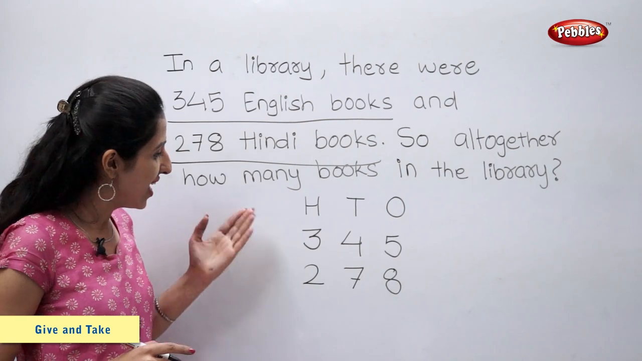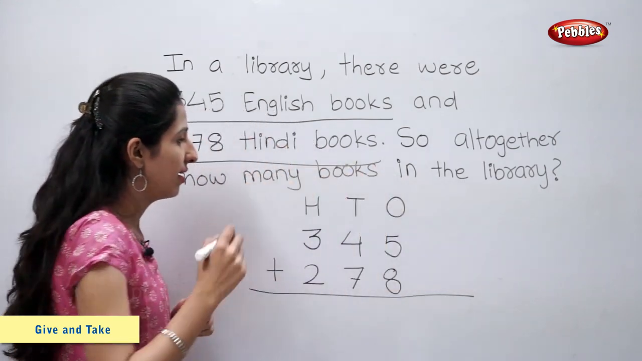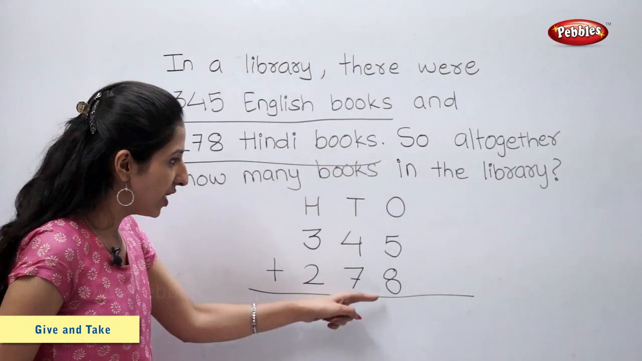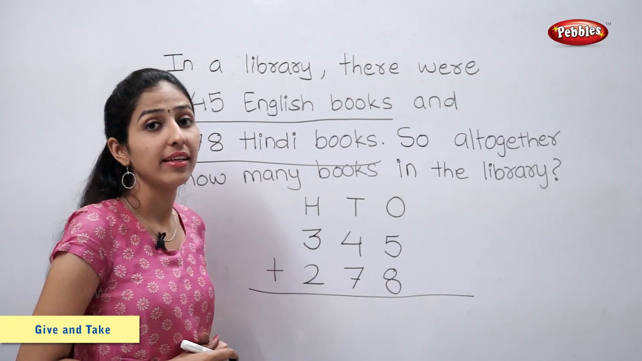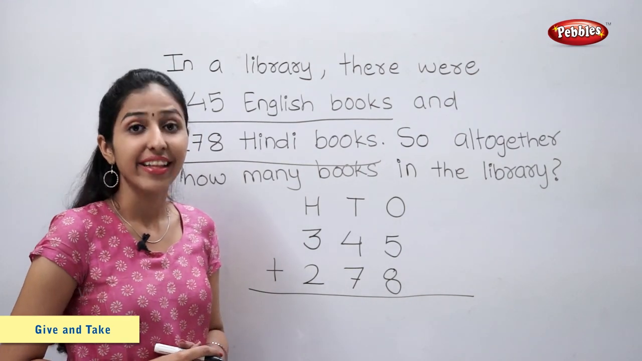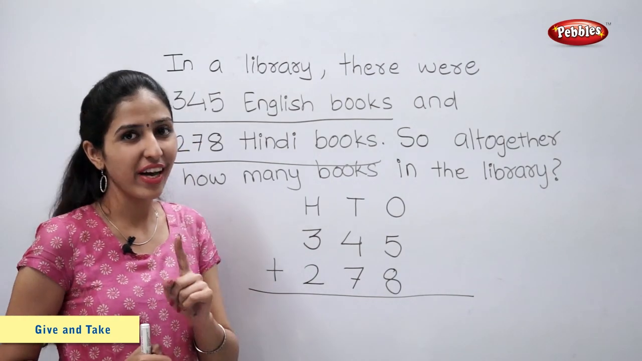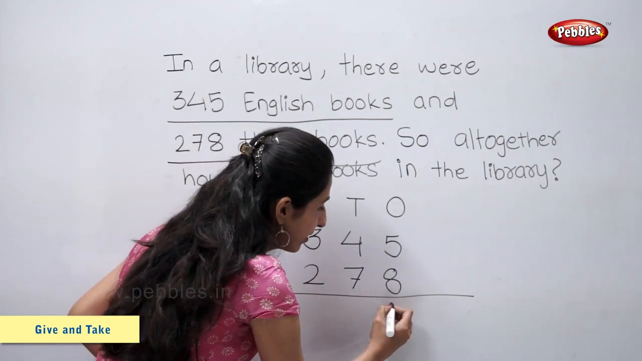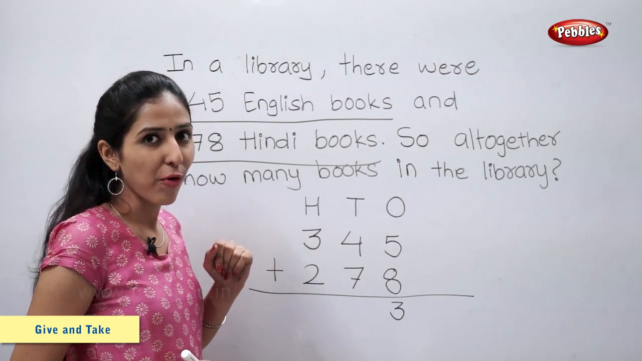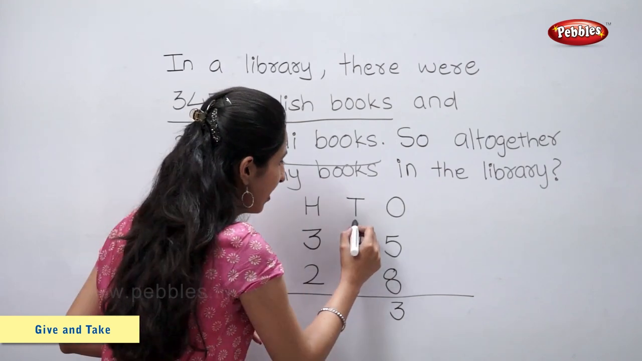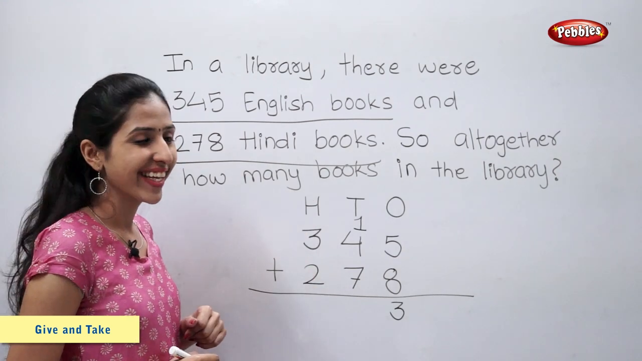So we will add them. Let us add ones first. 5 plus 8 is equal to 13. 13 means 1 tens and 3 ones. 3 in ones column, 1 carry forward in tens column. Now let's add tens.